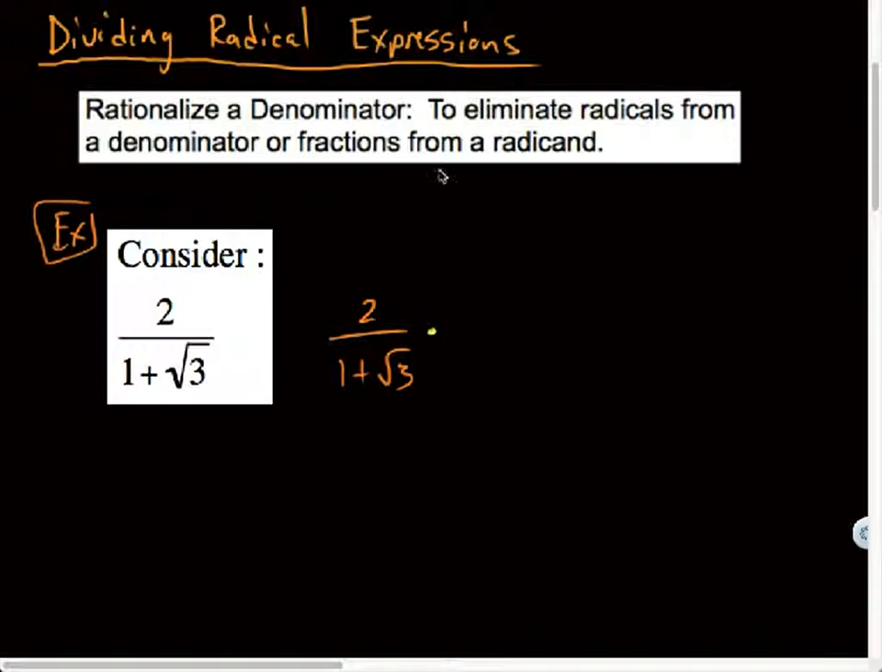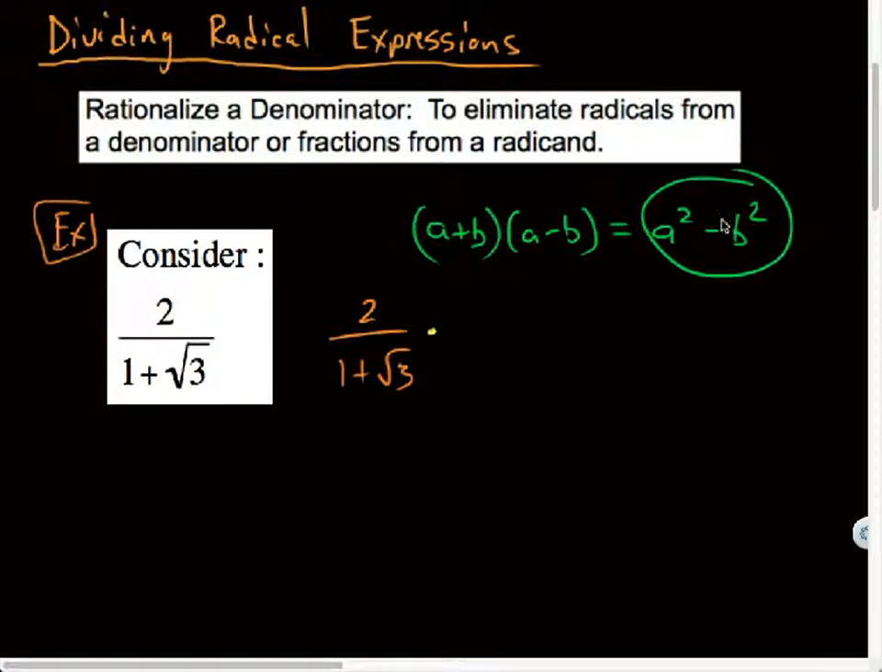So it turns out what this is going to relate to is a pattern you might remember: A plus B times A minus B. Do you guys know the name of this pattern? It's the sum and difference pattern, and that's equal to the difference of squares, or A squared minus B squared. And notice the super cool thing about this side of the pattern: every individual term is squared. And wouldn't that help us in getting rid of a square root?